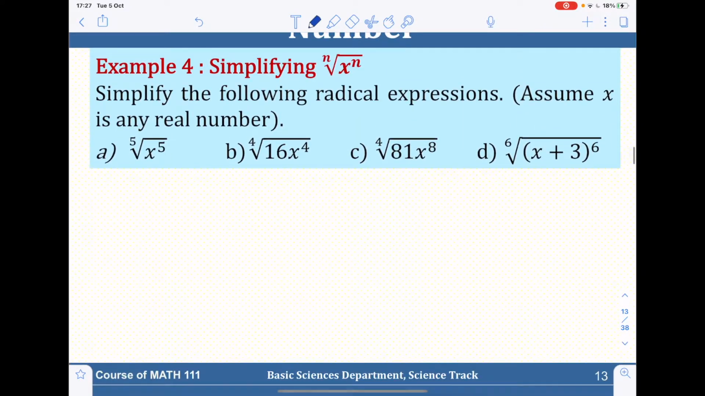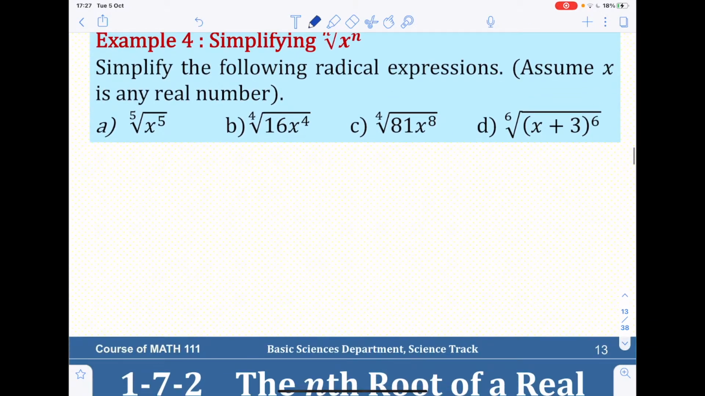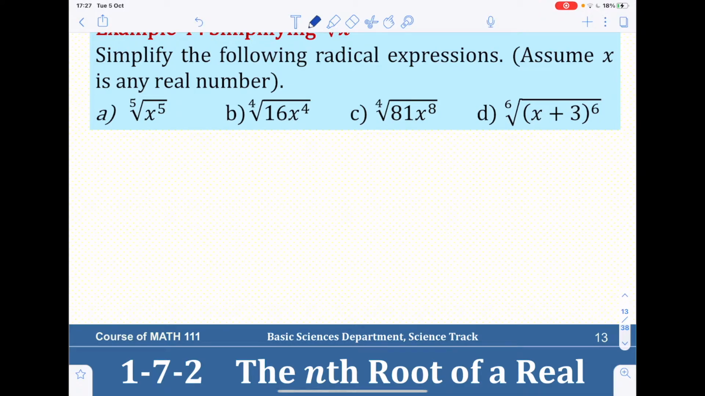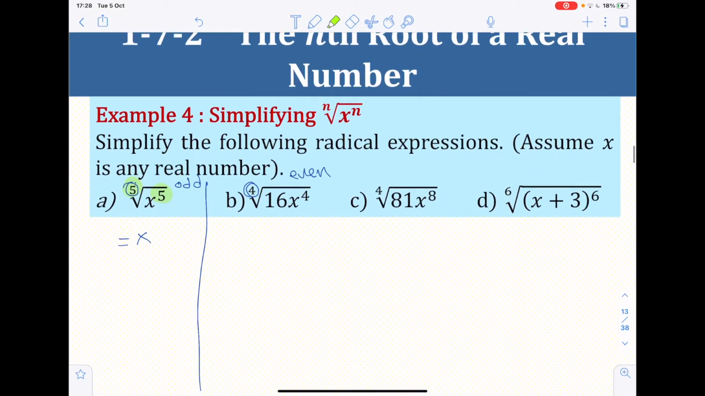So let's see these examples here. We will apply this rule. Take a look at the root here. As you can see, it is odd, so we can directly cancel the root with the power, and we're left with x. Now the power here is even. If the power is even, we get x under the root without the power, and under the absolute value.